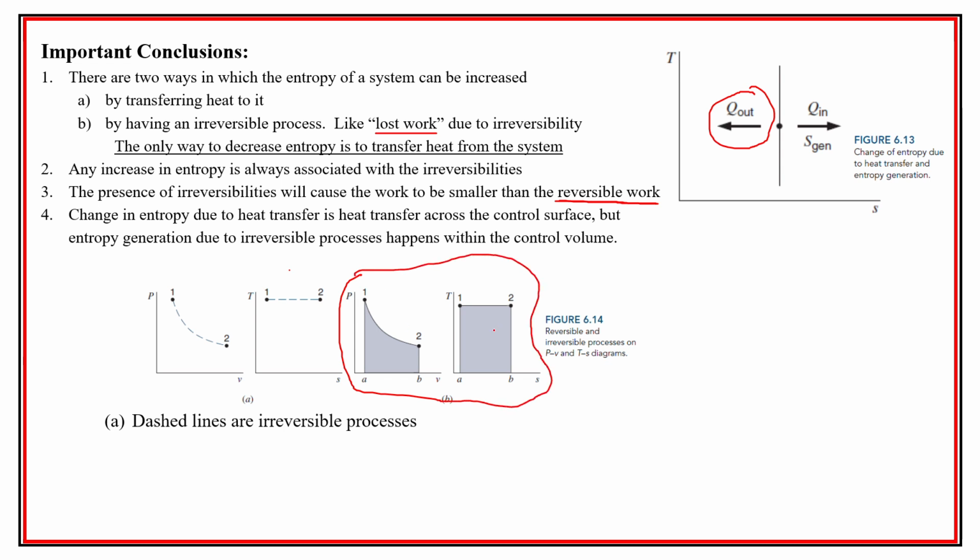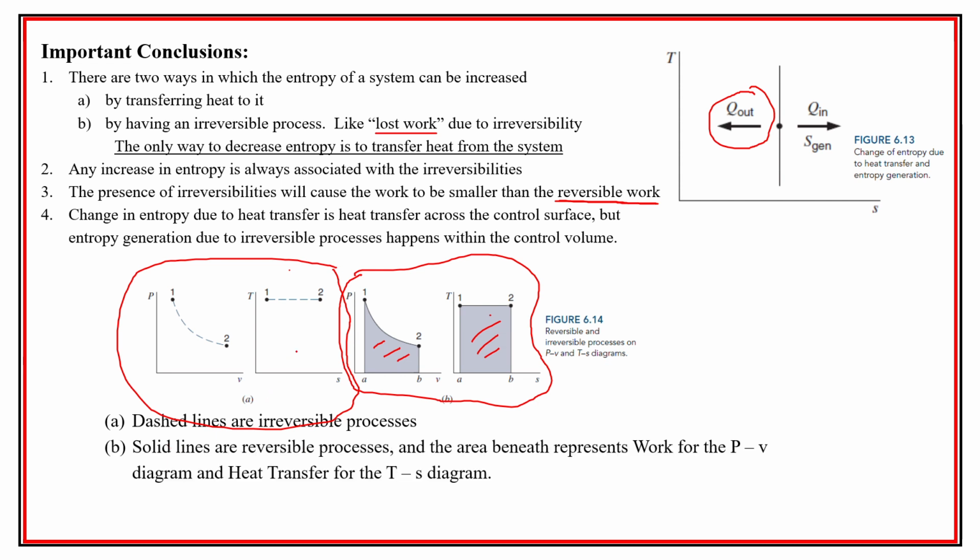Here is a reversible process where the area underneath the curve matches up with either heat right here or with work. But those are for reversible processes, and here are the irreversible processes, so they have the dashed line. That means in irreversible processes that you can't get the work out of that.